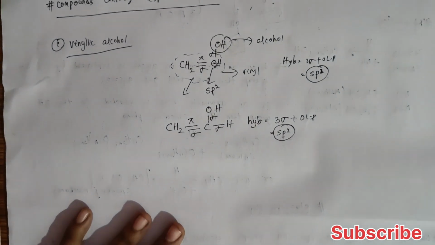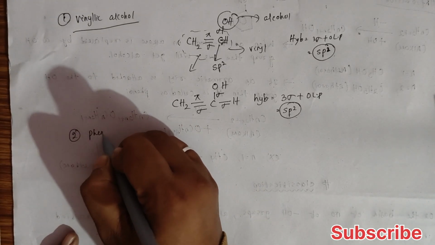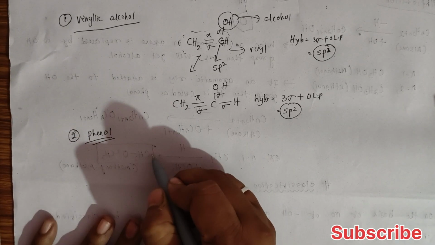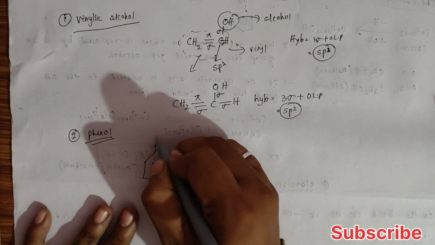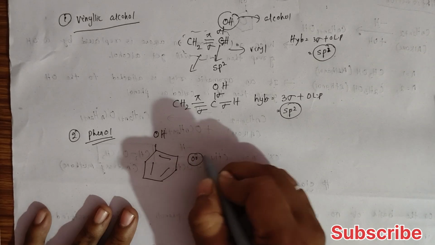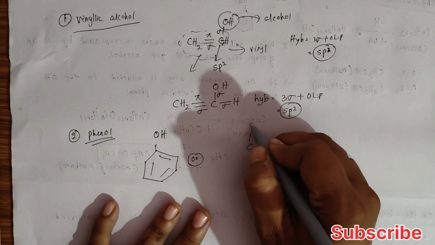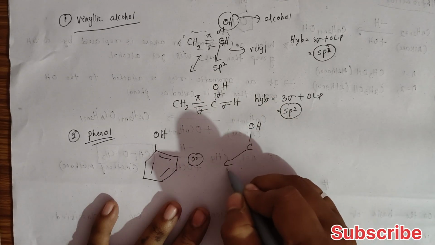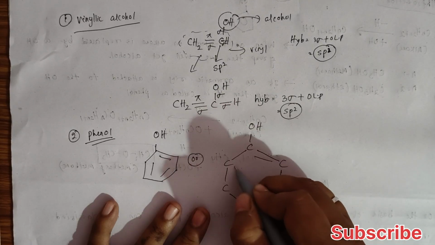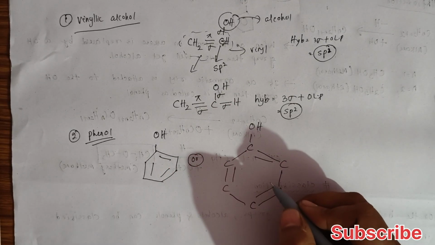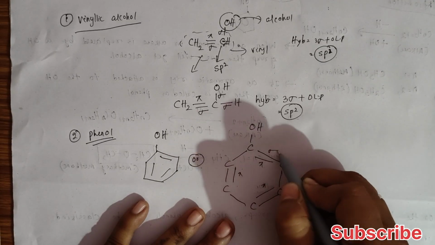Then come to phenol. The second one is phenol. So if you draw the structure of phenol, it is like this. This is our structure of phenol. If I draw a simpler structure, that means the carbon is directly attached to OH with a sigma bond like this. And how many sigma bonds? Different kinds of sigma bonds. Sorry, these are pi bonds and these are sigma bonds.